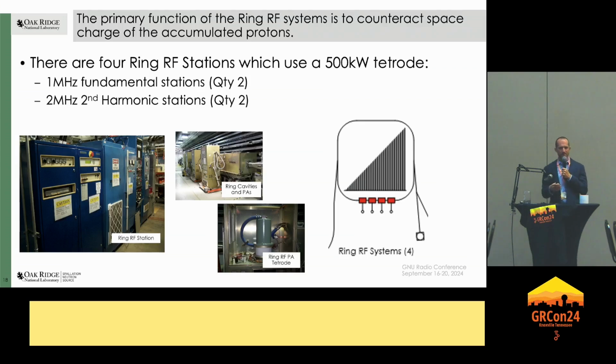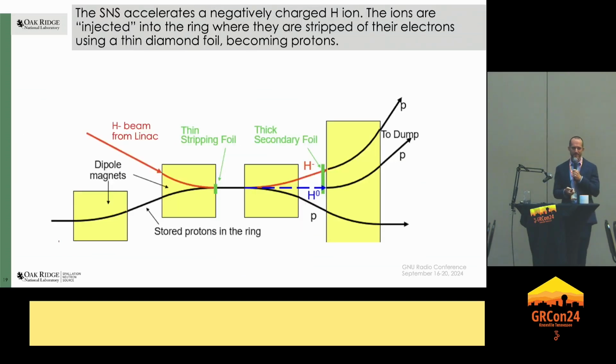I mentioned earlier we have 4 tetrode-based RF stations there in the ring. We have 2 that operate at our ring fundamental frequency of 1 megahertz, and then we have 2 that operate at 2 megahertz. Their primary purpose, as we're accumulating these protons, is to keep that proton bunch tight, and the 2 megahertz actually beats it down. So as they want to spread apart, longitudinally and transversely, the ring RF works against that to keep them tightly bunched.